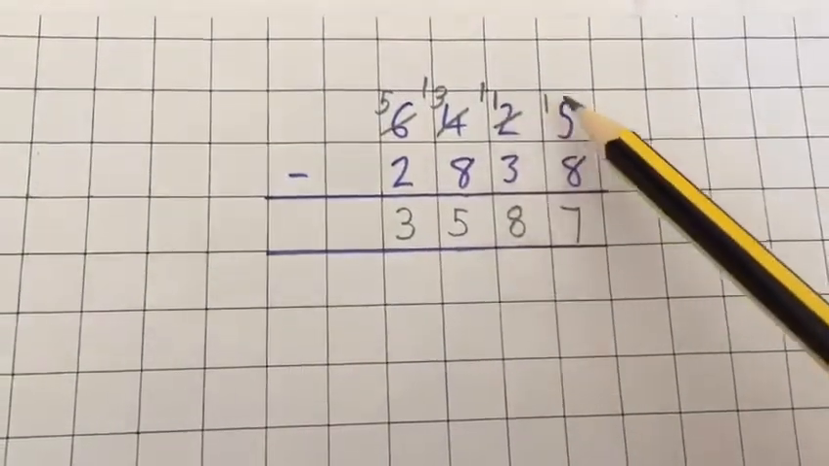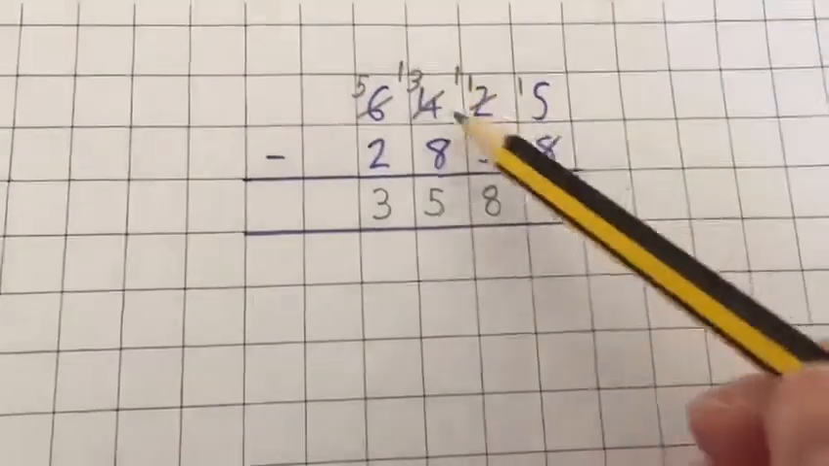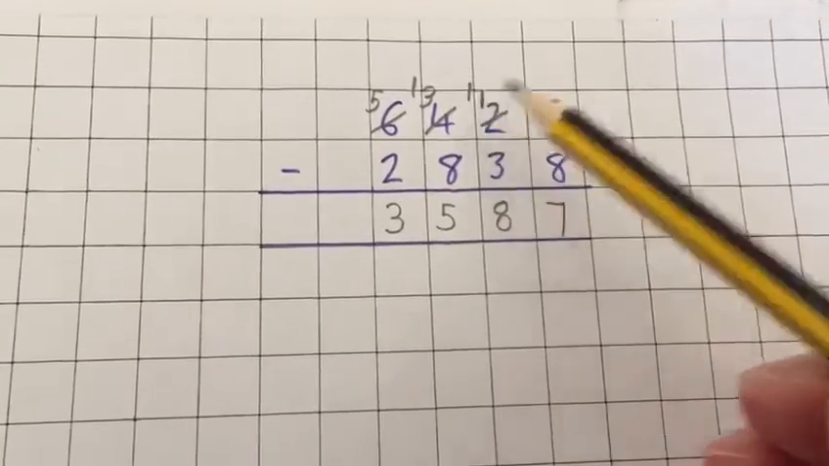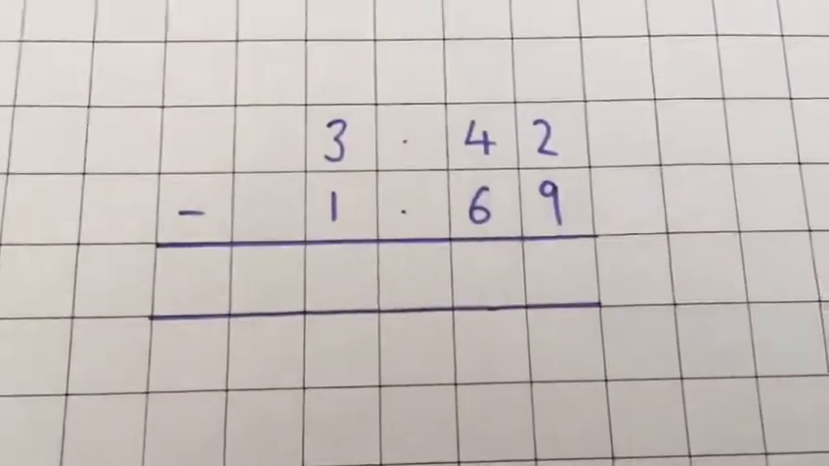Making sure we're only taking 1 during those exchanges. If you've got a 1 in one of these numbers and you exchange, then it'll be a 0 that you are left with. Moving on to one which involves decimals.